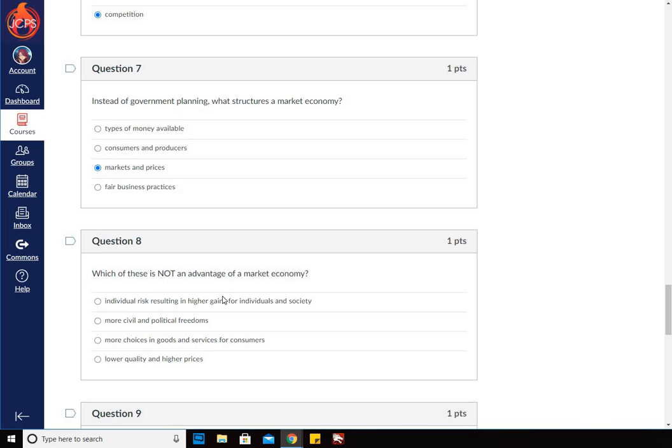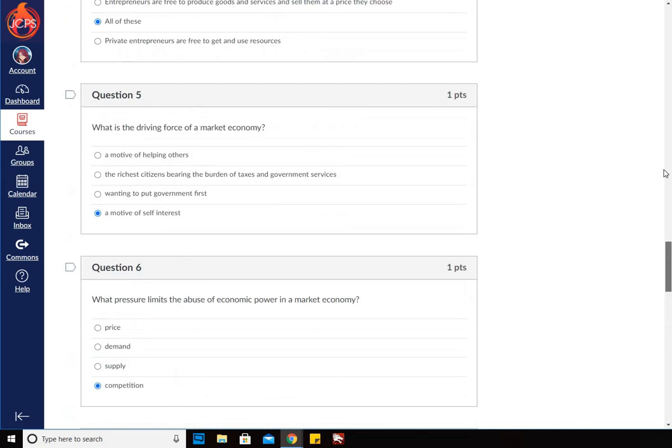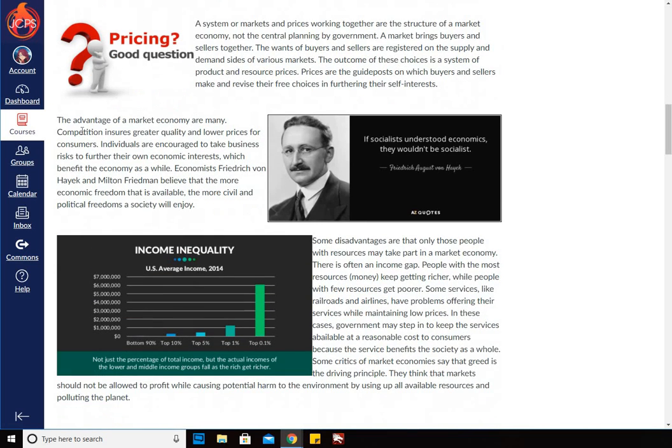All right, which of these is not an advantage of a market economy? Individual risk resulting in higher gains for individuals and society, more civil and political freedoms, more choices in goods and services for consumers, lower quality and higher prices. Well, if you look at this, just so you know, there's only one thing in here that sounds bad. Three of those sound good. So the bad one is probably the answer.